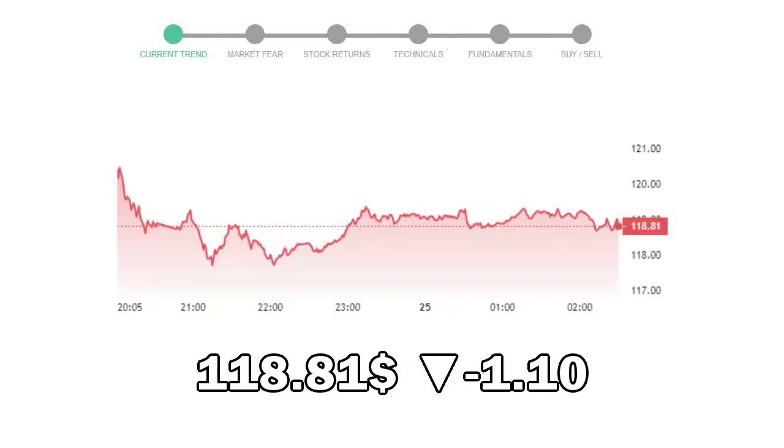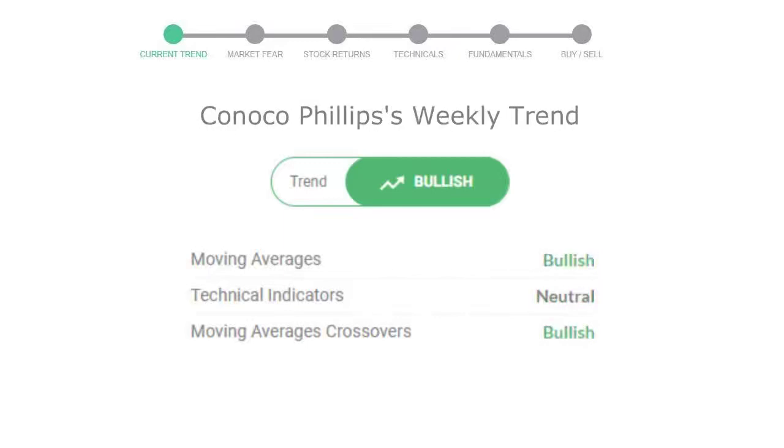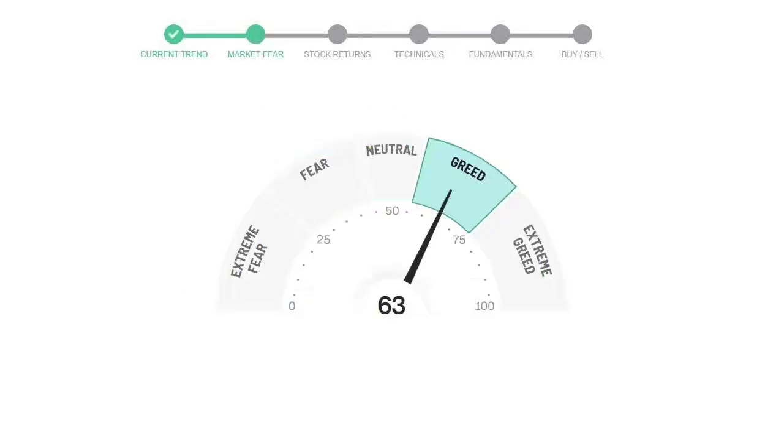Let's look at today's trend indicators. The moving average is neutral. Technical indication is in uptrend, and the overall daily trend for the stock is in positive trend. Looking at weekly analysis, the weekly stock trend is in positive trend. Today's market fear and greed index is 63, which is indicating greedy emotion in the public sentiment. We usually look at this indicator to make our buy or sell decisions better.